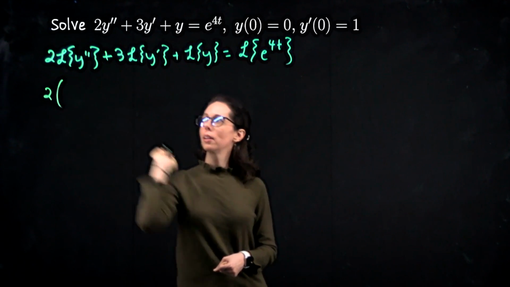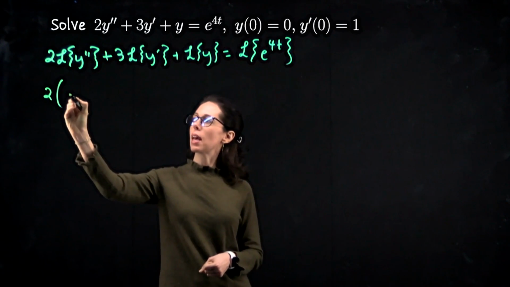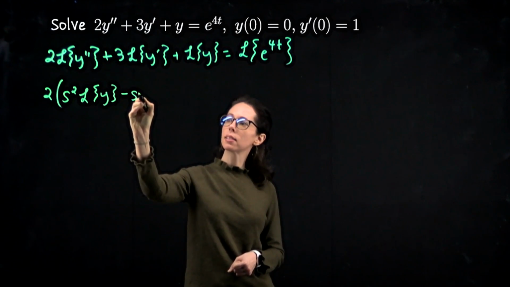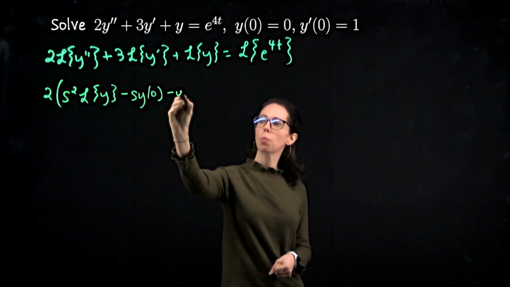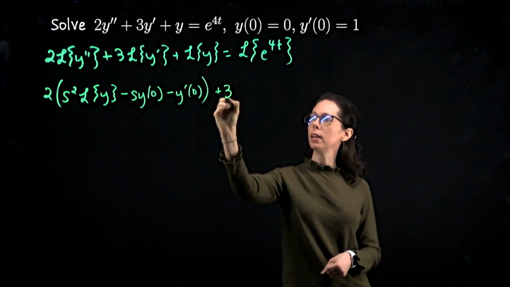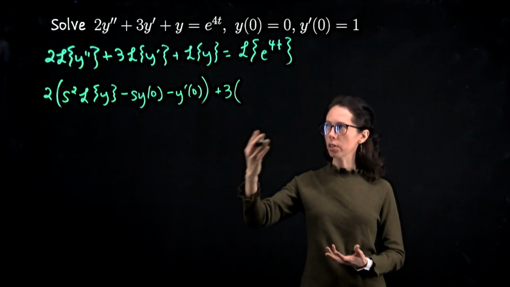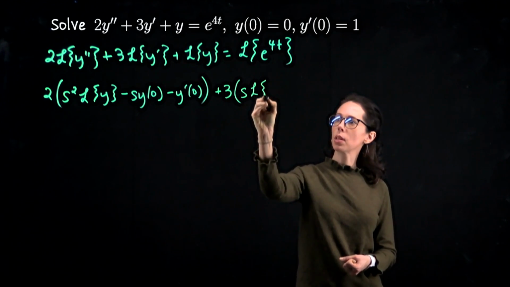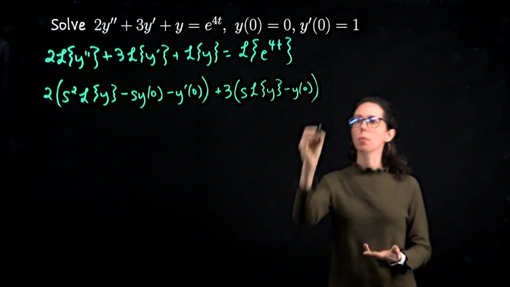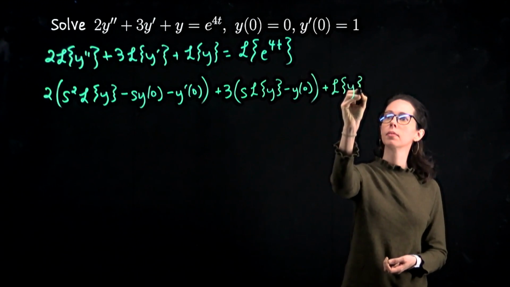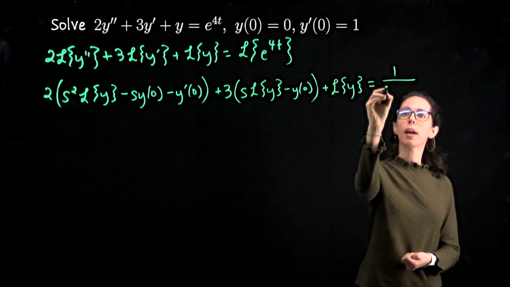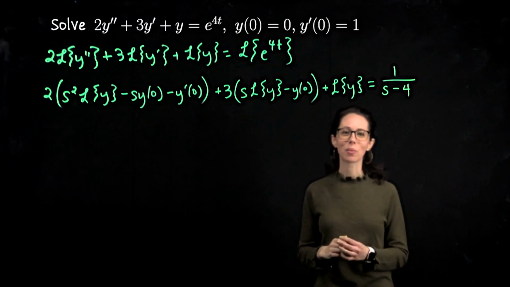As we know, the Laplace transform of y double prime is s squared times the Laplace transform of y minus s times y of 0 minus y prime at 0. That's what we just worked out. And then plus 3 times the first derivative formula, that's going to be s times the Laplace transform of y minus y at 0. And then plus just plain old Laplace transform of y equals the Laplace transform of e to the 4t. That is 1 over s minus 4. That is one that we just know. Okay.